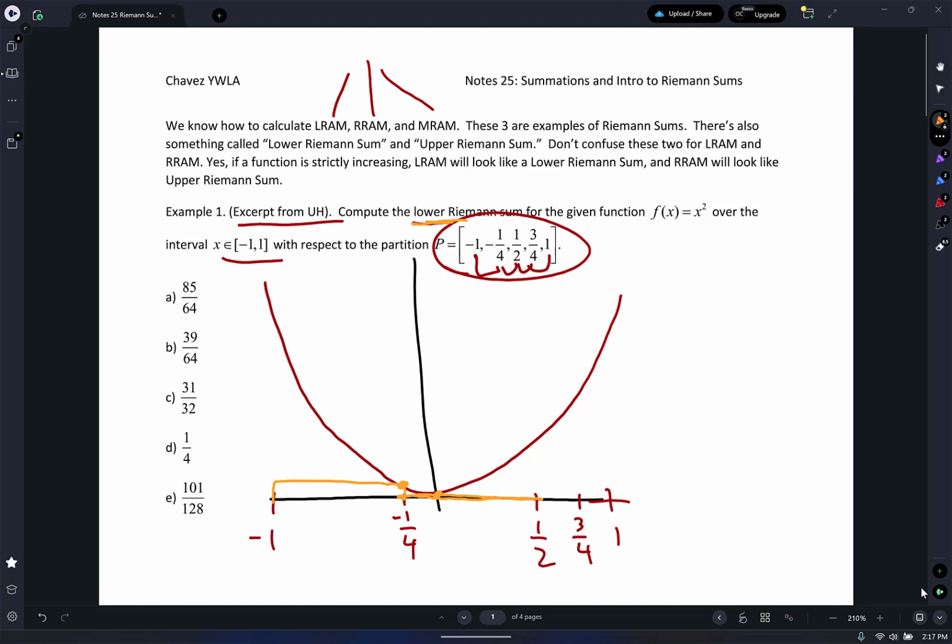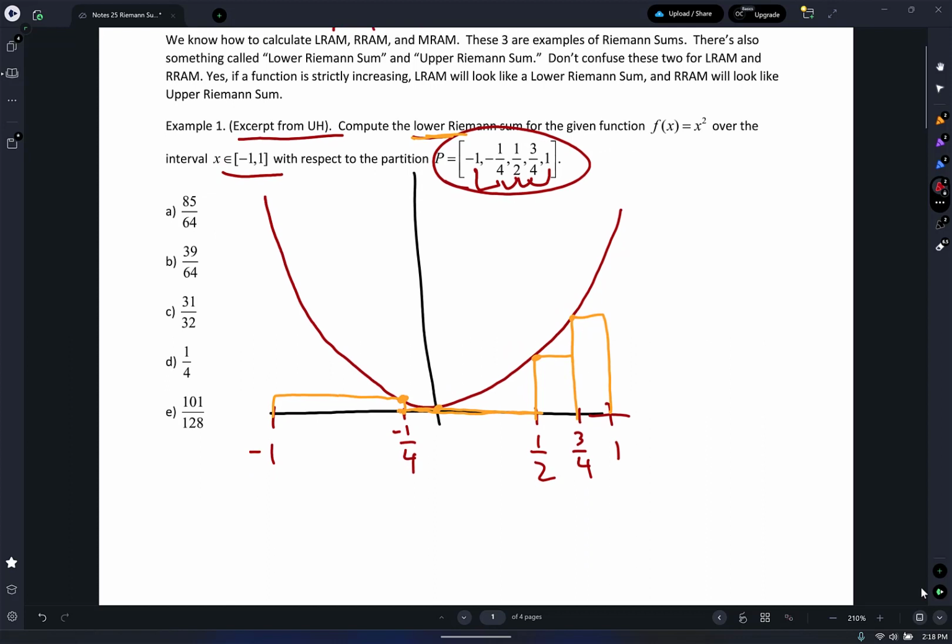And then between a half and 3/4, this one looks like left, but the lowest value happens at a half, so it looks like that. And then between 3/4 and 1, the lowest value happens at 3/4, so it looks like that. Does that make sense? This is called the lower Riemann sum. So how do you calculate this?